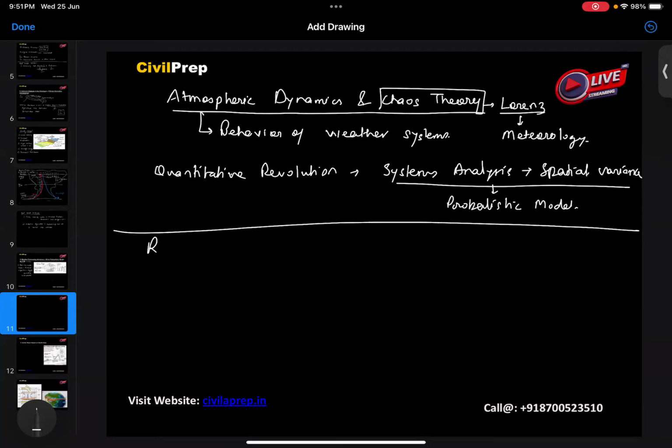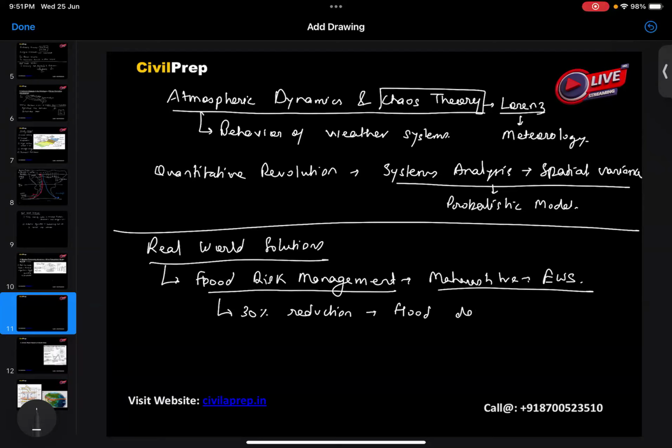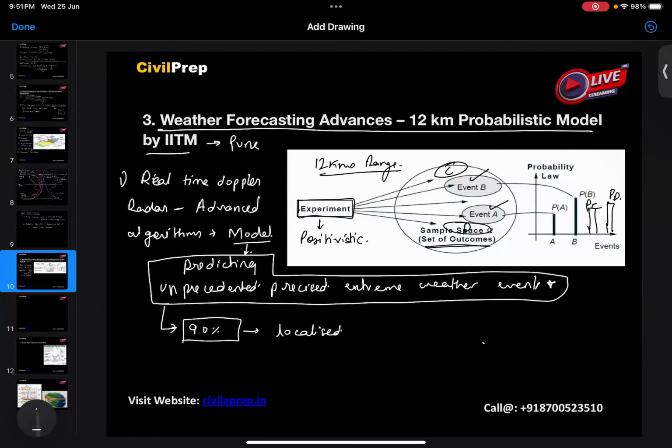So we can see certain real world solutions. It can be used for flood risk management. The deployment of such a system has been done in Maharashtra, basically to improve the early warning system. Because of this flood risk management in the region of Maharashtra, we see almost a 30% reduction in flood damages. So this is one of the important parts which is helping us understand weather forecasting in a better manner by using this probabilistic model in the geographical area.